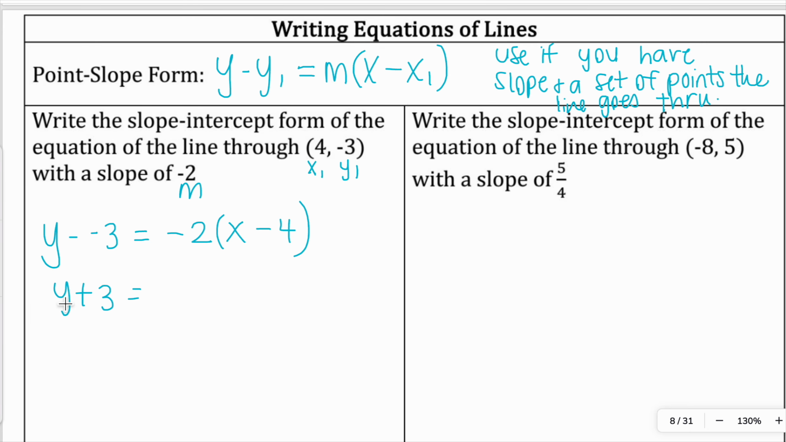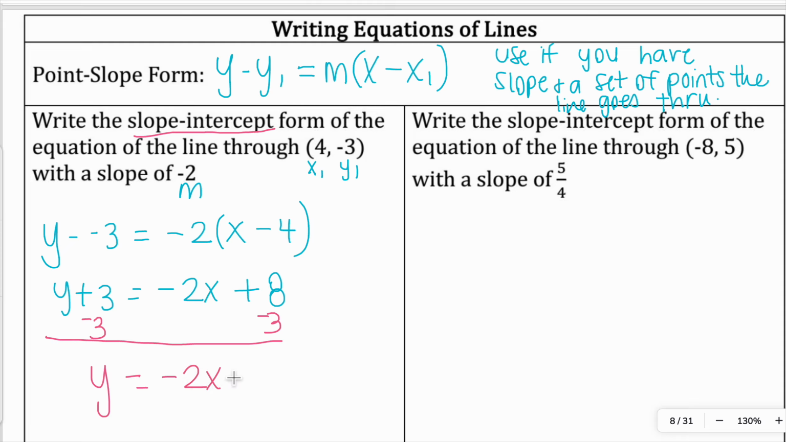Okay, I already changed my y minus -3 to y plus 3, and then what I'm going to do here is distribute that -2 to the x, so -2x, and the 4, which would be plus 8. And then to get y by itself, because I want this in slope-intercept form, I'm going to subtract 3 from both sides. So my slope-intercept form going through the point 4, -3 is y is equal to -2x plus 5. So that means if I graphed it, it would go through the point 4, -3.